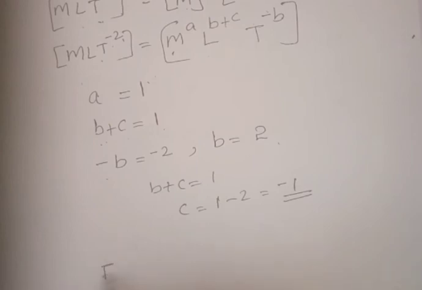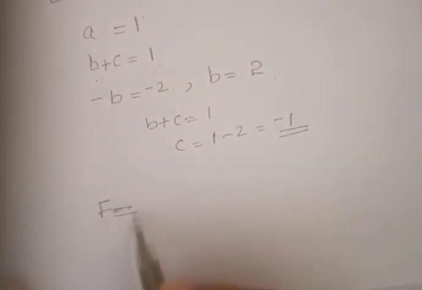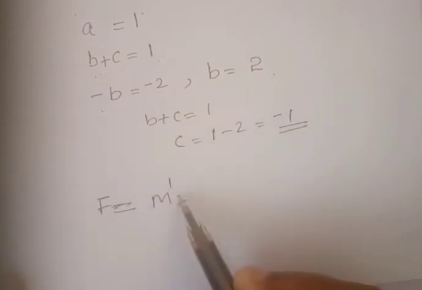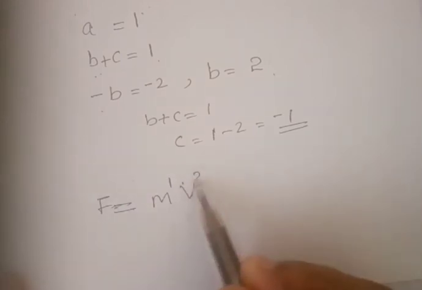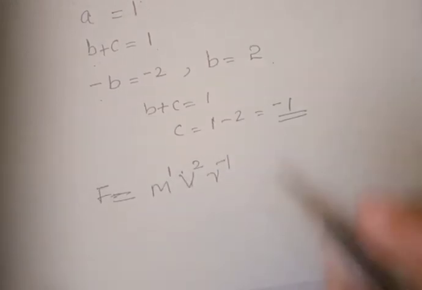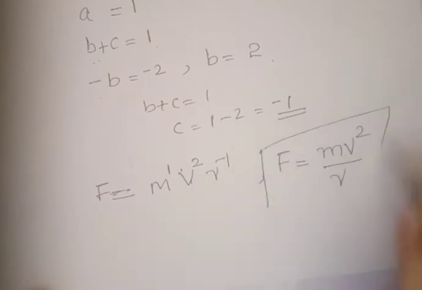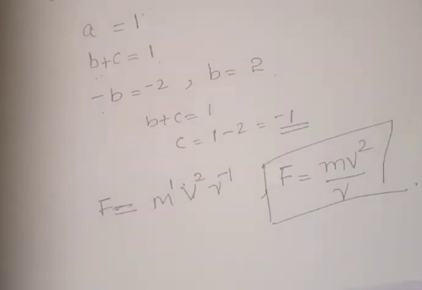That is, force F is equal to m raised to a, which means m raised to 1, then v raised to b, which means v squared, then r raised to c, which means r raised to minus 1. So centripetal force F is equal to m v squared divided by r. This is the required expression for the centripetal force: F is equal to m v squared divided by r.